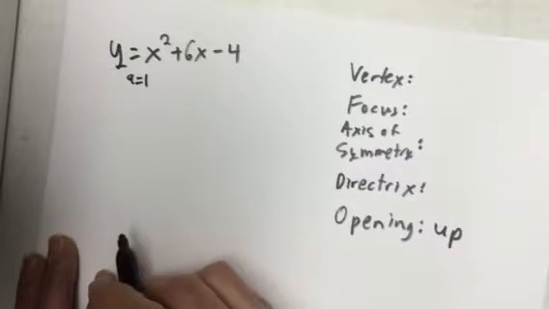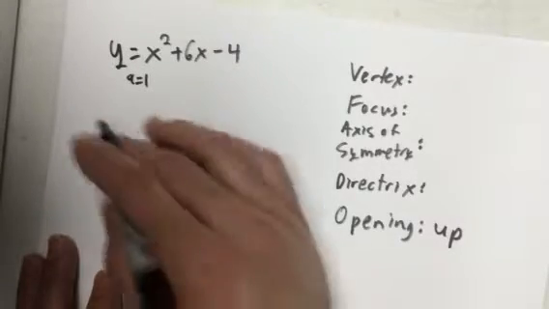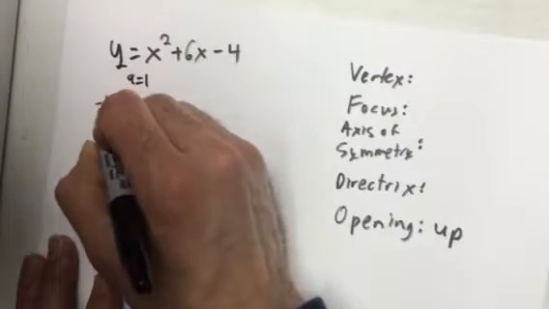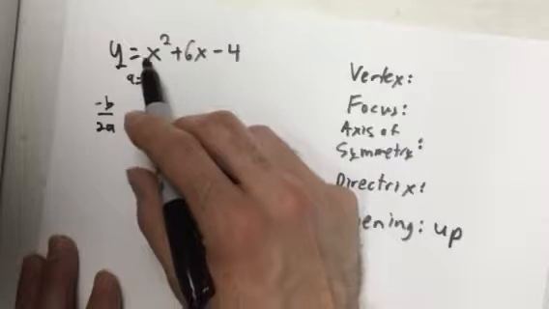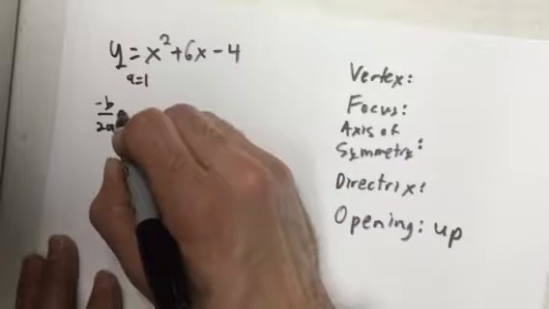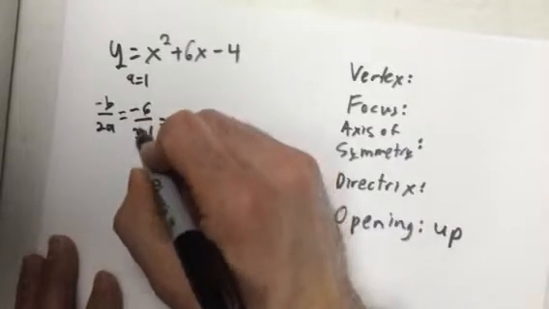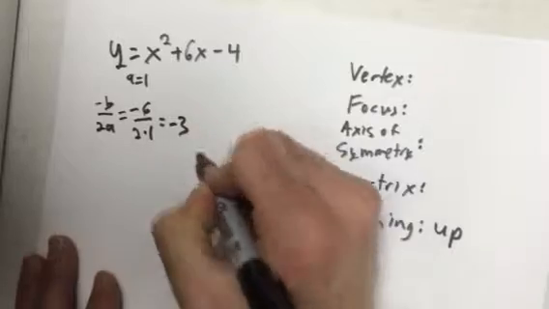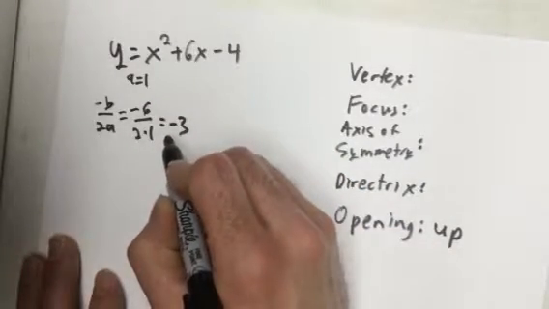Okay. The next thing is, to find a lot of this information, we need to switch from this form into vertex form. So we have to use the formula to find the axis of symmetry, or to find the x-coordinate of the vertex. And that formula is negative b over 2a. So for this problem, b is 6 and a is 1. So this is negative 6 over 2 times 1, which is just negative 6 over 2, which would be a negative 3. That is the x-coordinate, or the first coordinate in this case, of the vertex.